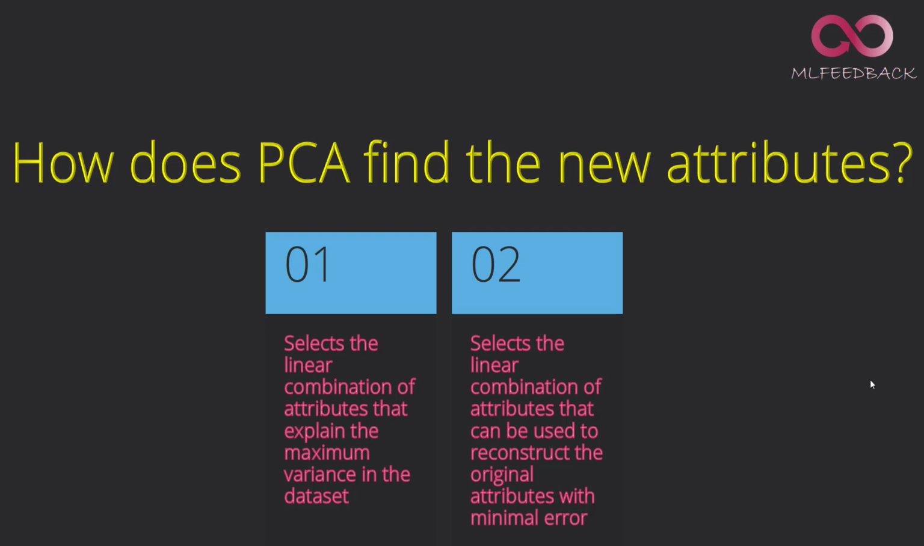In the previous recording, we've seen how PCA finds the new attributes. It selects the linear combination of attributes that explain the maximum variance in the dataset. And at the same time, these attributes also happen to be the best attributes that can be used to reconstruct the original attributes. In this recording, we're going to see this in a more visual manner.